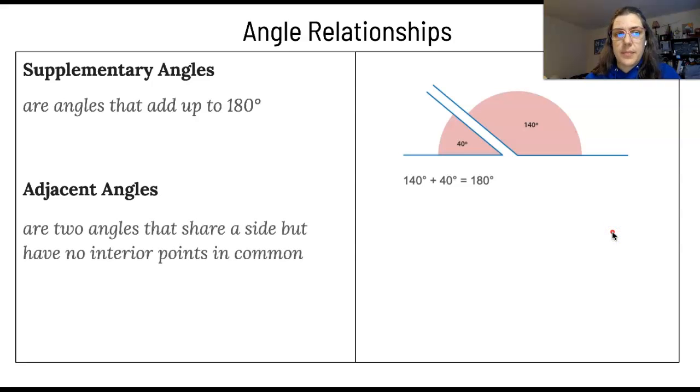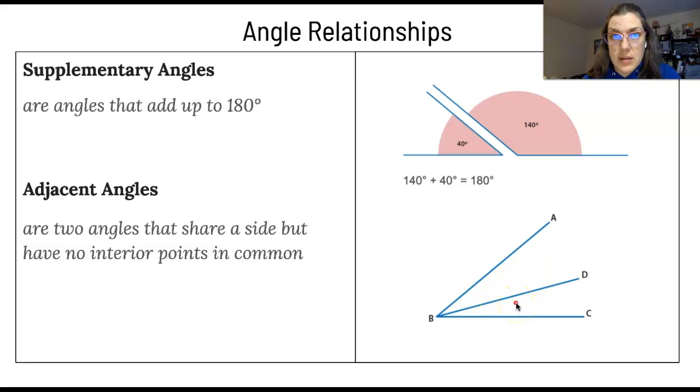Adjacent angles are two angles that share a side but have no interior points in common. So angles that share a side, but there are no points inside that they have in common. Remember, pause, write it down, draw a picture. I promise it'll help you.